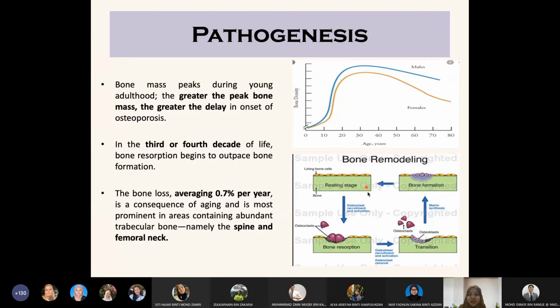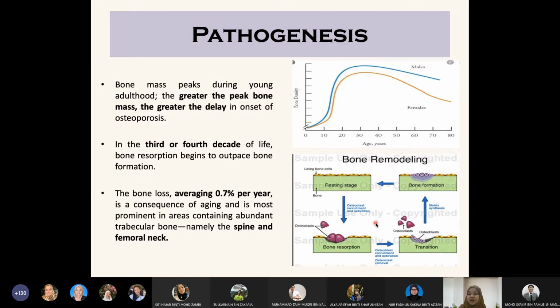So you have the resting stage here, and then you have recruitment of the osteoclast. Osteoclast will be responsible for bone resorption, and then there'll be a transition phase whereby the osteoclast will be removed and replaced by the osteoblast. Osteoblast is the one responsible for bone formation, and then it will go back to the resting stage again. So bone remodeling is a continuous process.